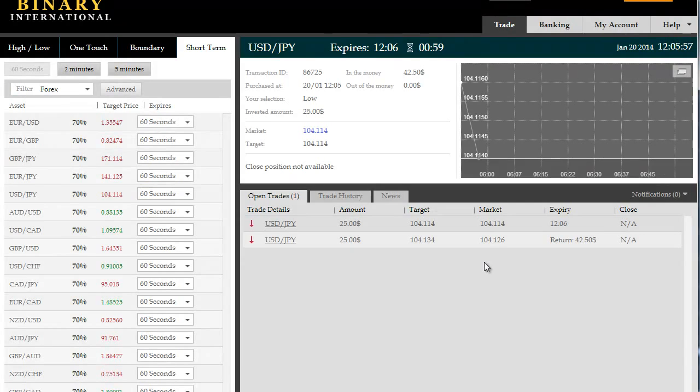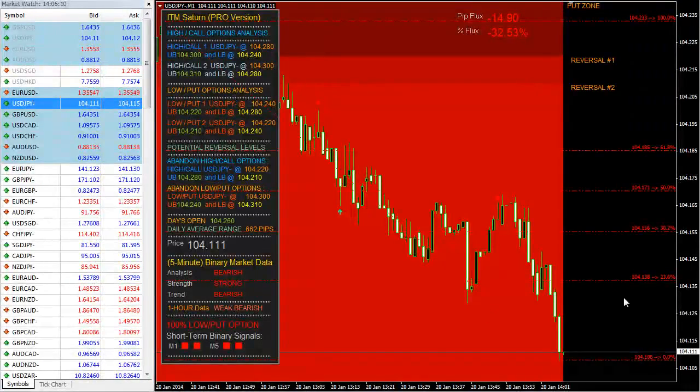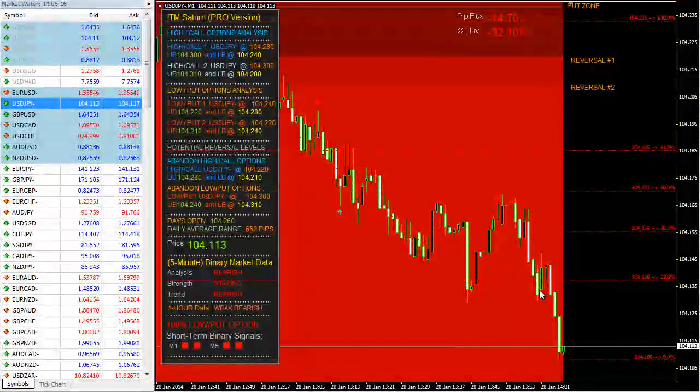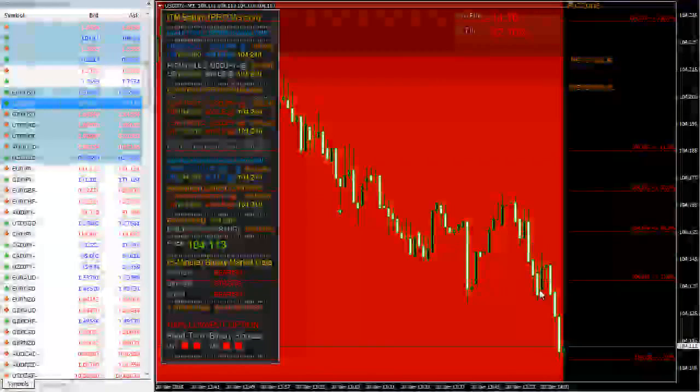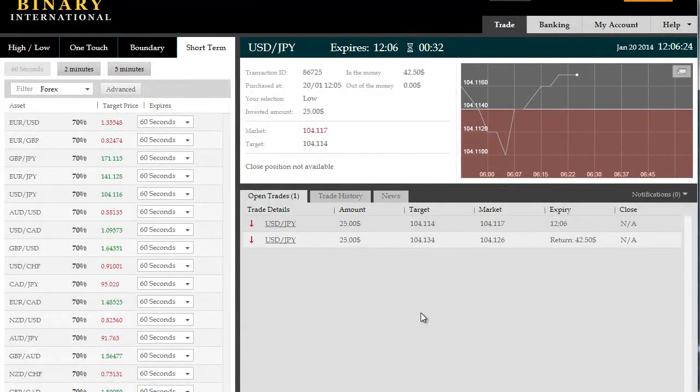So $25 invested into a short trade. We already had a 42.50. There was a bit of a clip mix here while I was changing over from pair to pair. We had one trade that had already expired in the money at 42.50. And we now have 100% low put option probability on this particular trade as well. That is currently in execution. We're going to wait for this to expire and switch over to the screen shortly to see how much time we have left. We have 30 seconds remaining to this trade.